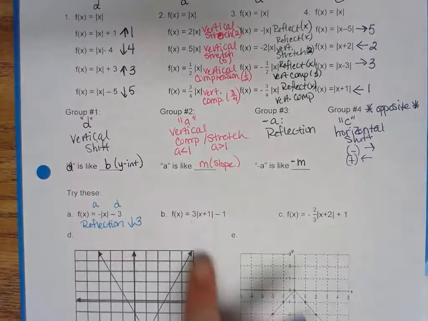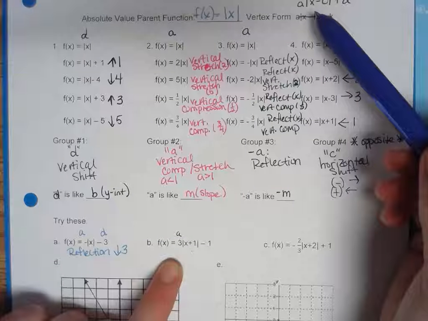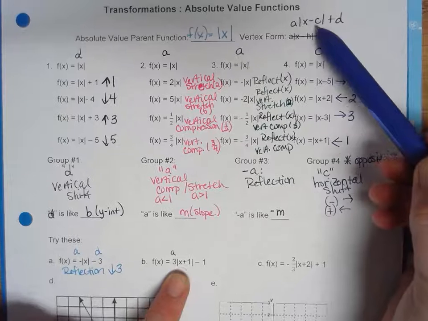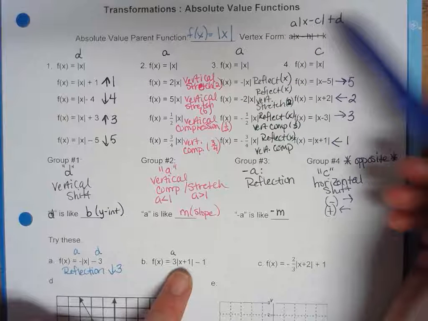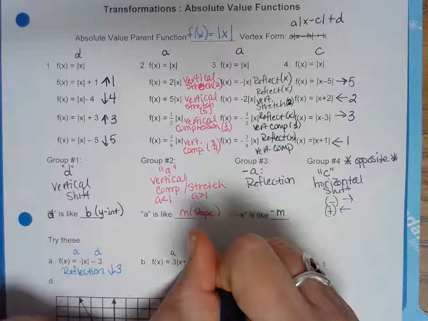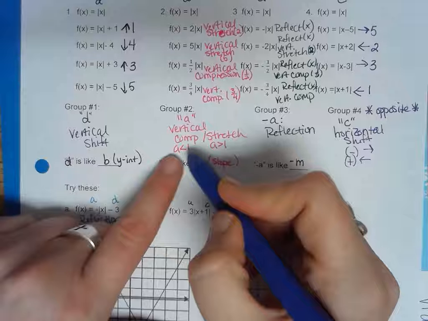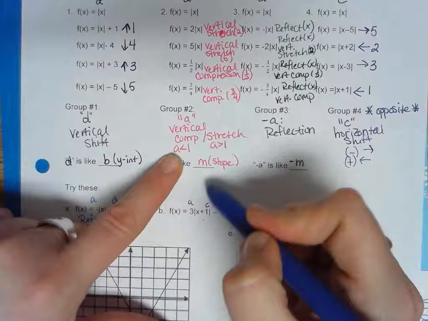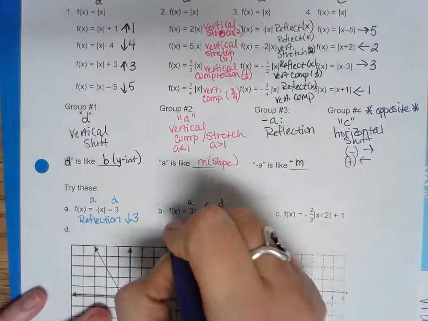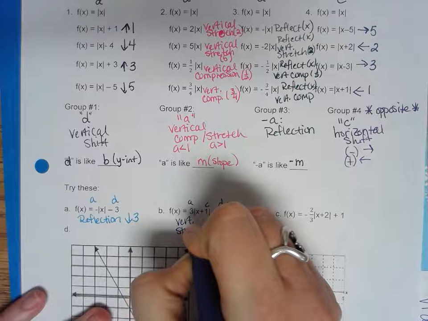For the second one, B, the 3 in front is A. At the front is A. In the middle with X is C. And at the back is D. So we're going to state what happens now. A at the front, here's A. Less than 1? Nope. It's 3. It's greater than 1, so we've got a vertical stretch by 3.